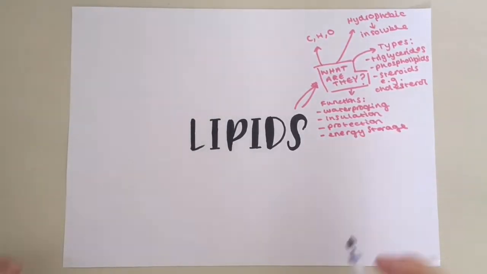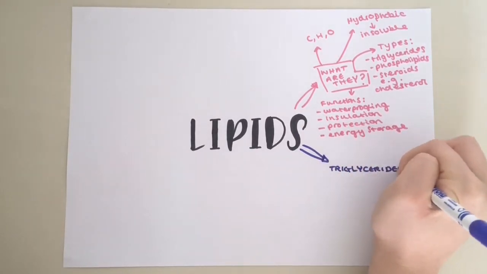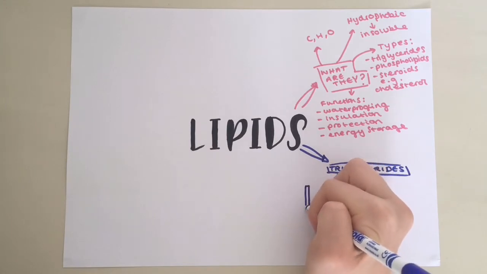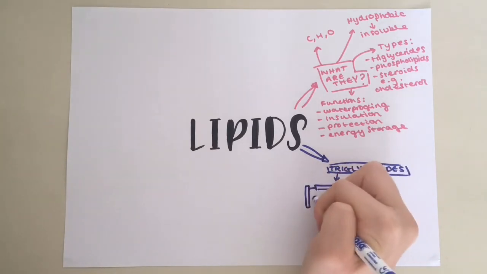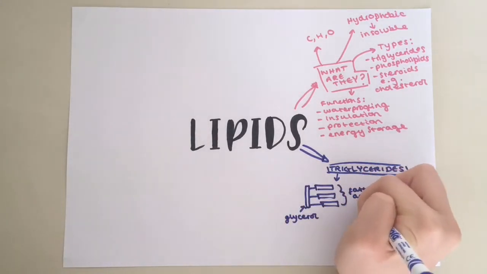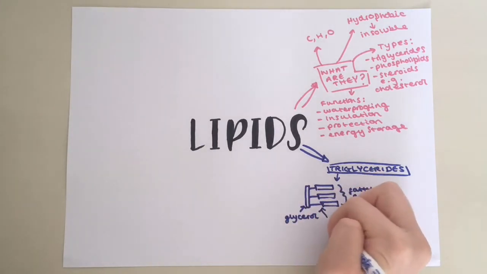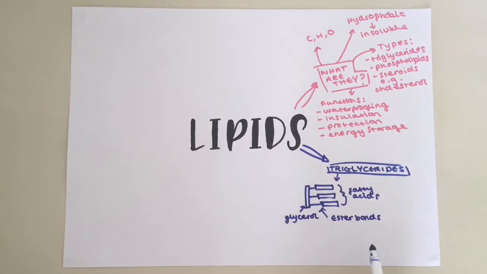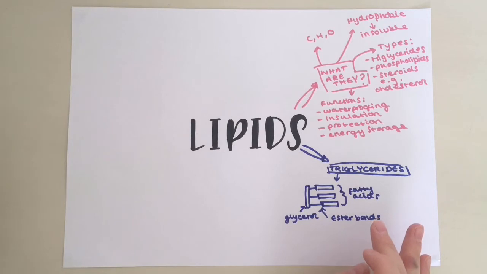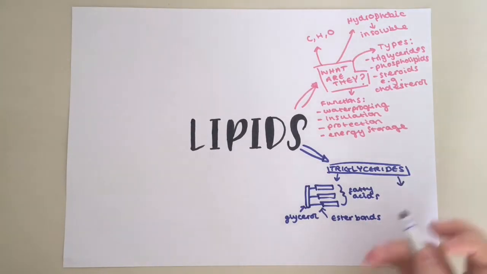Now we will look at one of the types of lipids known as triglycerides. So the structure of triglycerides, you've got a molecule of glycerol attached to 3 fatty acids. The bonds that attach this glycerol to the fatty acids are known as ester bonds. The reaction that joins these together is known as a condensation reaction, where a molecule of water is lost, but it can also be called an esterification reaction because ester bonds are being made.